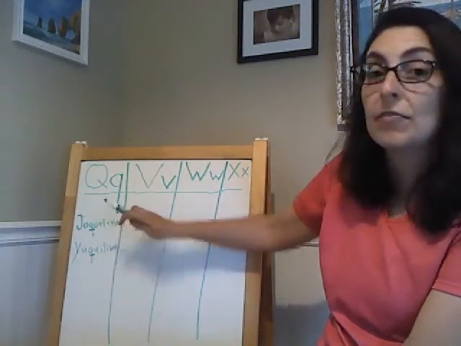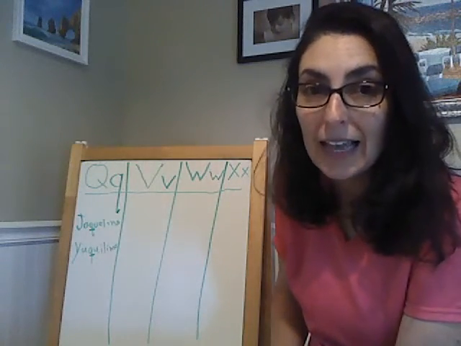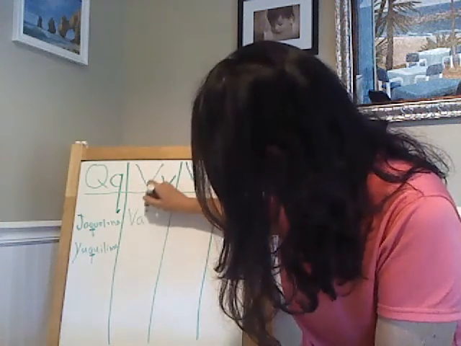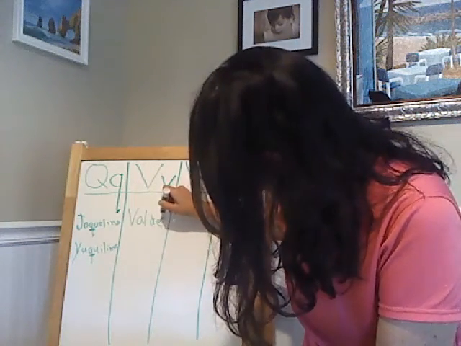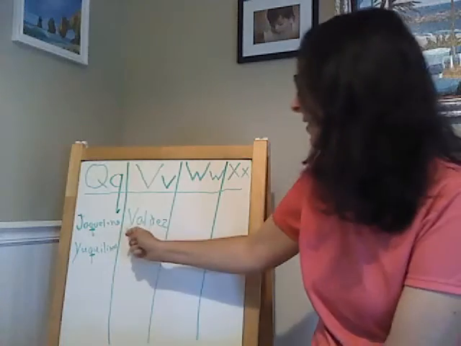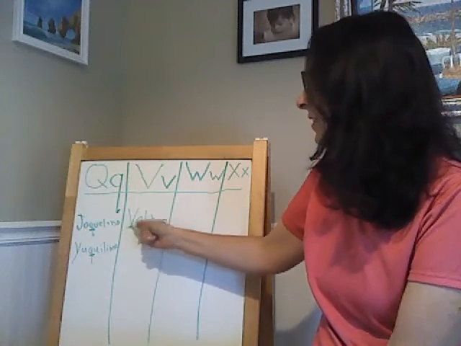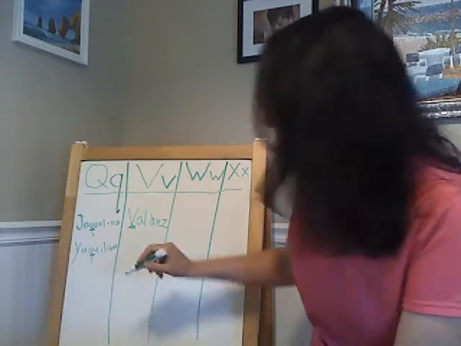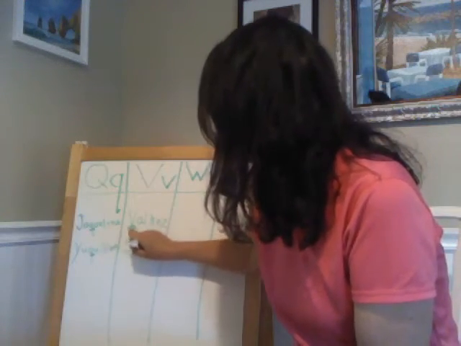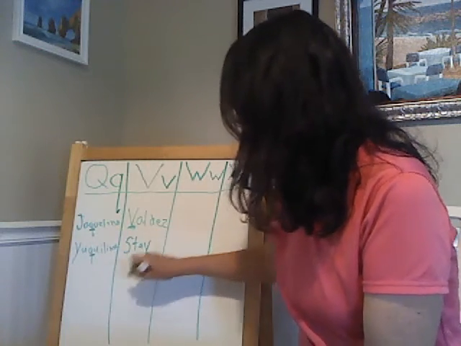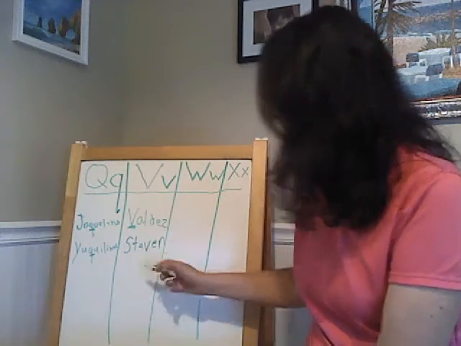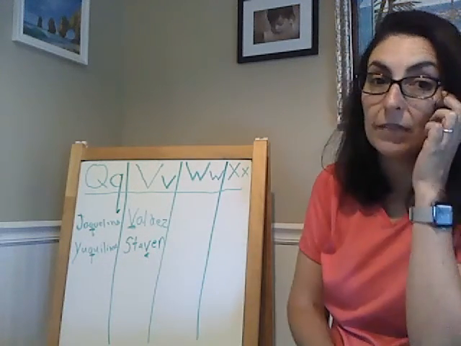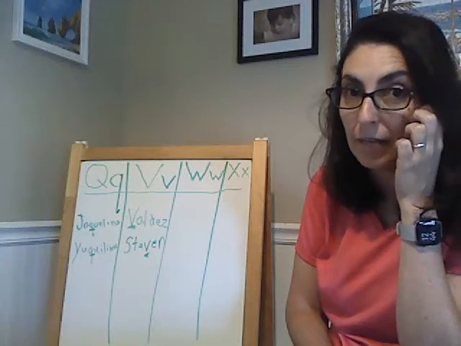And then for letter V, I know Dylan has this letter in his last name. Valdez. There it is. Valdez. It's the beginning letter of his last name. And Stephen has it in the middle. Stephen. Right there. Stephen, right?